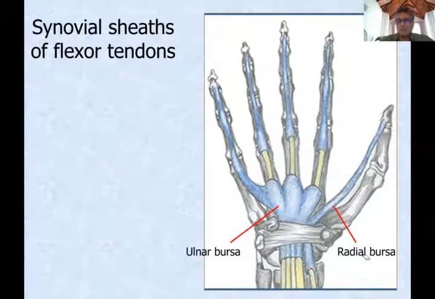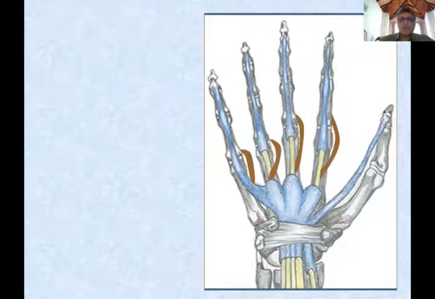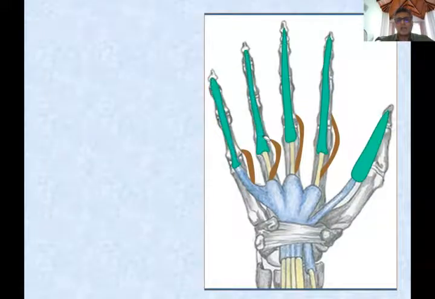Then in about 50% of the cases, even though the ulnar bursa and radial bursa appear to be separate, they communicate here. So if there is an infection coming through this, in those 50% of the cases it can spread to the ulnar bursa as well. Then from these bare areas of tendons, you get the lumbricals starting and getting attached to the distal end. Even though you don't have a bare area here, there is a thinned out area where the lumbricals take origin from.